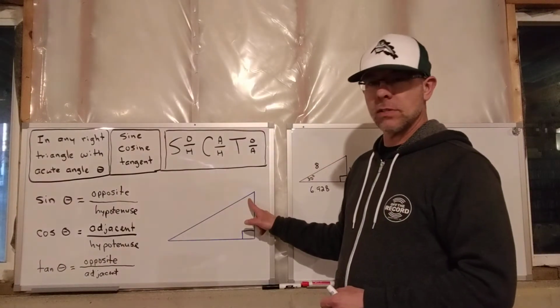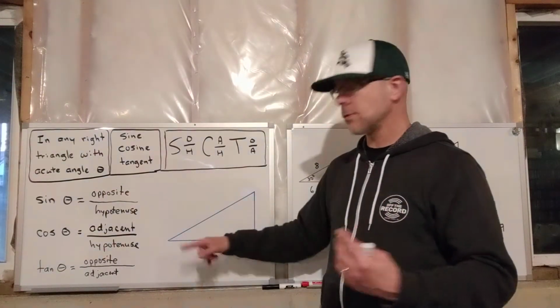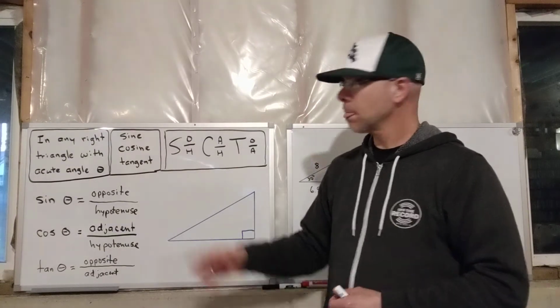If one of these angles is 90, 90 and 90 is 180, two angles can't be 90 because that leaves no room for a third. So either of these two angles are acute.